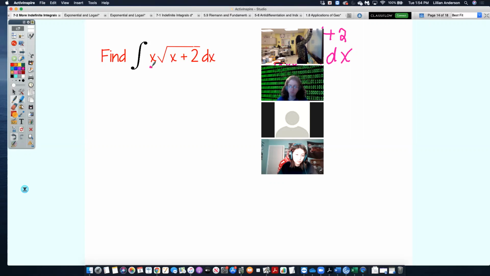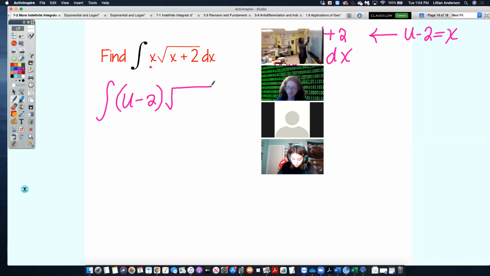What we can actually do is take this top part. If I were to subtract 2 to the other side, that would equal x, would it not? So now I'm allowed to rewrite this and say that I'm going to replace x with u minus 2. I'm going to replace x plus 2 with u. And now I have my du, which replaces dx.